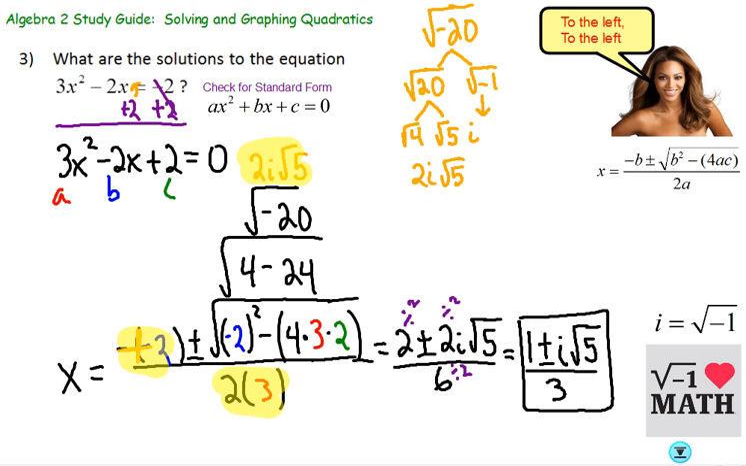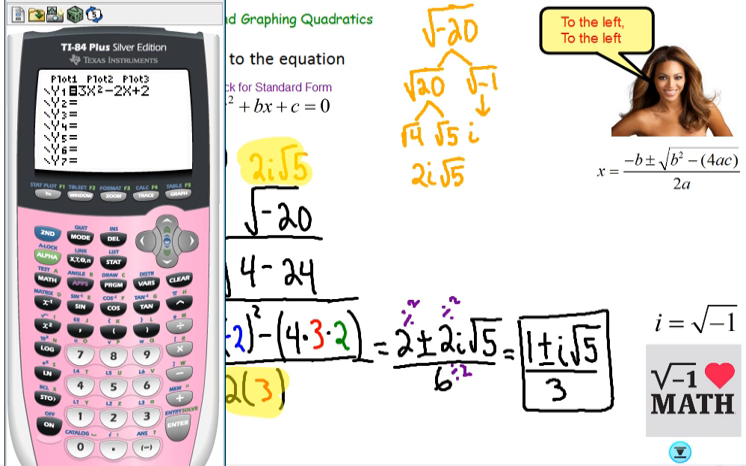And again, if I wanted to graph this, and I've actually already got it loaded into the calculator for you, 3x squared minus 2x plus 2, what we're saying is that there's no real solution. So what we're looking for is a parabola that would not touch the x-axis. And if we graph that, we see that it does not touch. It dips down, but it doesn't quite touch the x-axis. So again, that's why we would have no real solution, just simply an imaginary solution.